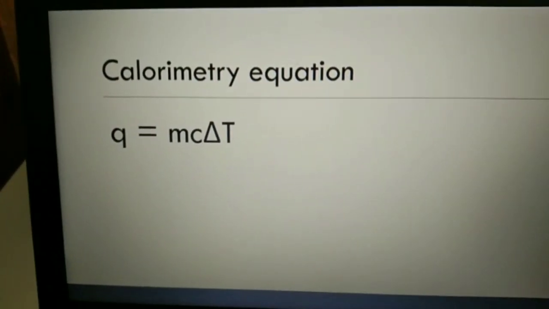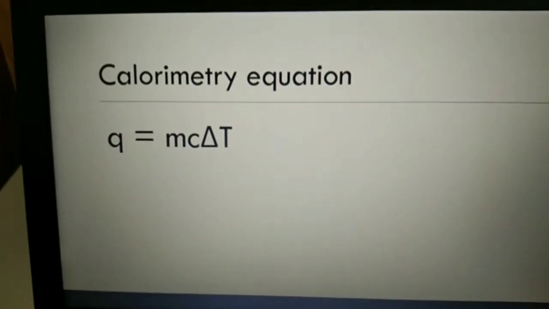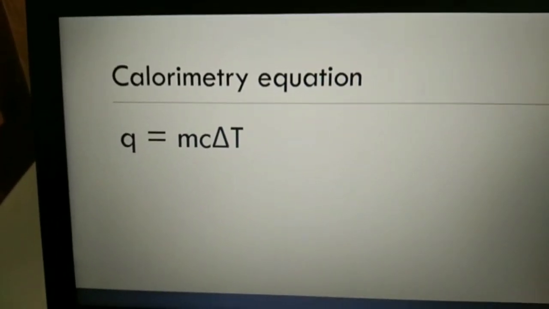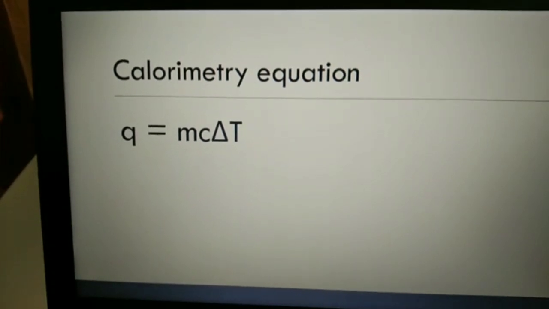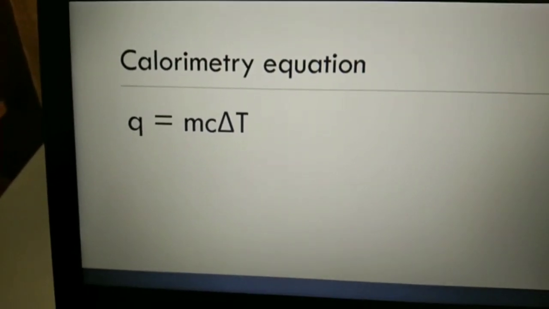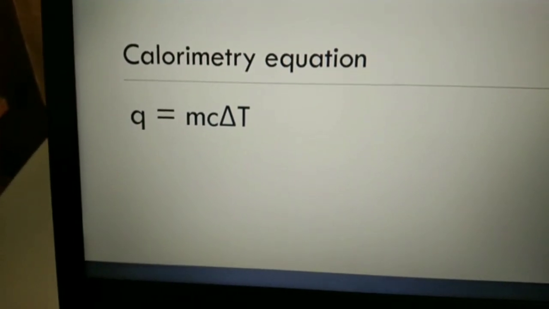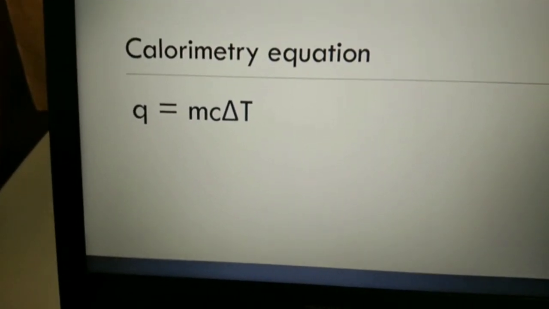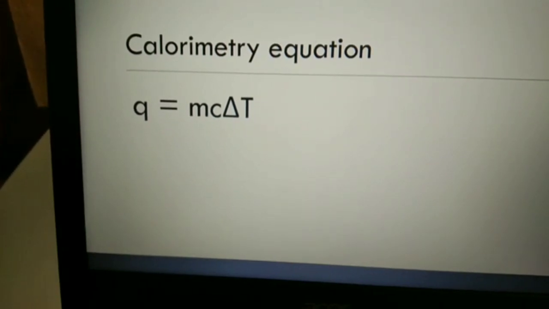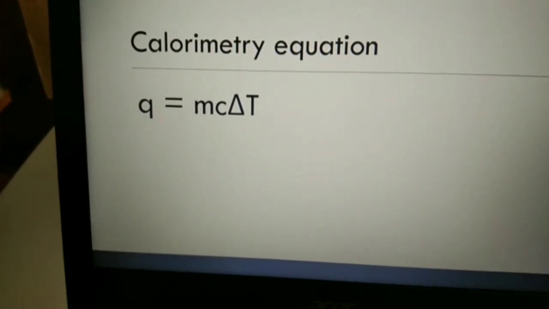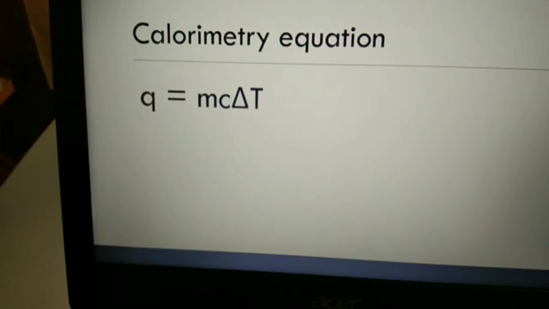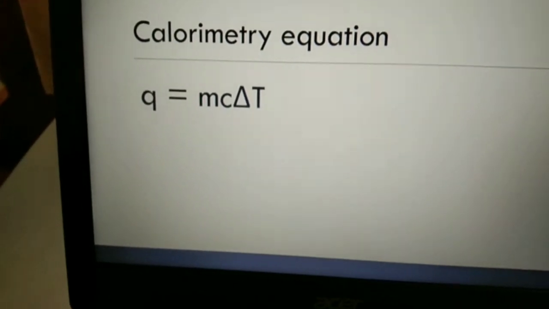The equation for calorimetry is Q equals mc delta T, where Q is the symbol for heat transfer, m is the mass of the substance, and delta T is the change of temperature. C stands for specific heat and depends on the material and phase. The specific heat is the amount of heat necessary to change the temperature of 1 kilogram of mass by 1 degree Celsius.